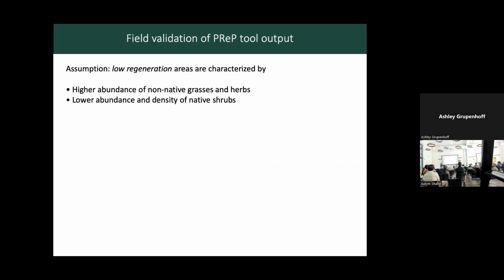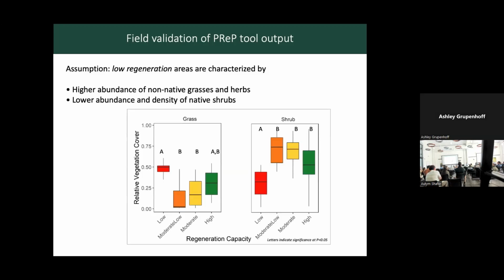And we did some validation of the outputs using plots on the Powerhouse fire, and our assumption would be that areas of low regeneration have higher abundance of non-native grasses and herbs and lower abundance of native shrubs. And that's what we found. If we look at these graphs, we can see for the grass cover proportionally more in the low regeneration classes, and the shrub cover is proportionally less.